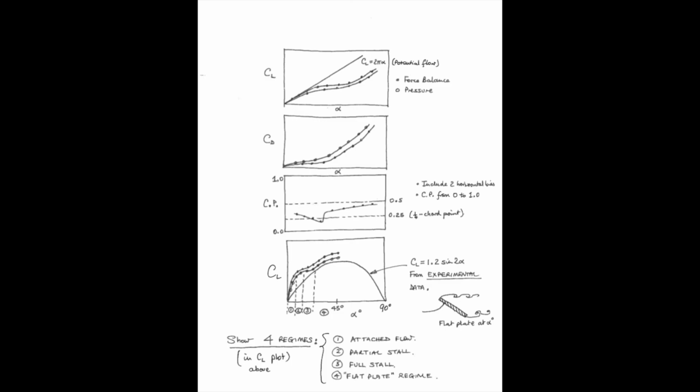The final plot is similar to the first CL plot, but instead of comparing to the theoretical lift from potential theory, you will be comparing it to empirically obtained lift of a flat plate data, which is found to be 1.2 times sine of 2 alpha. For all 4 of these plots, you will have vertical dashed lines and labels to indicate transitions in regime from attached flow to partial stall to full stall, and finally to the flat plate regime.